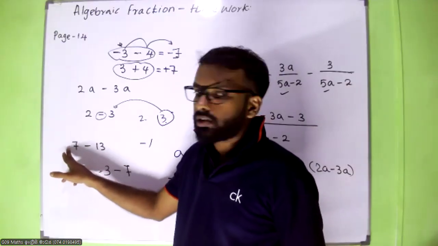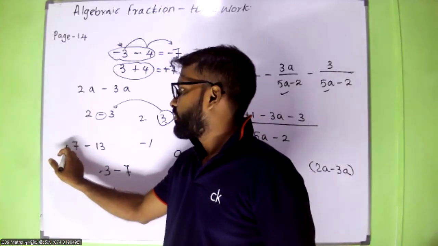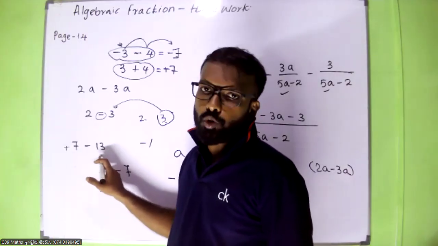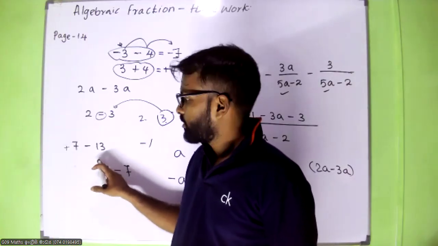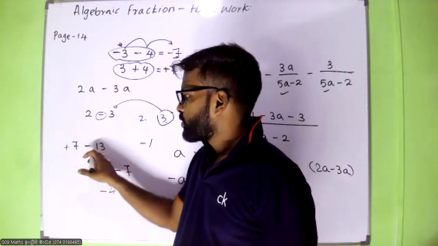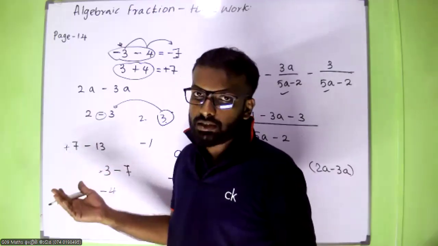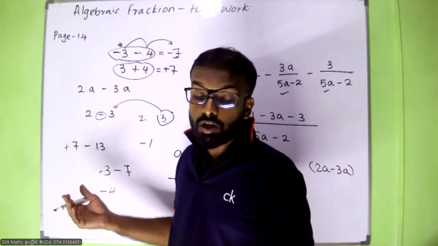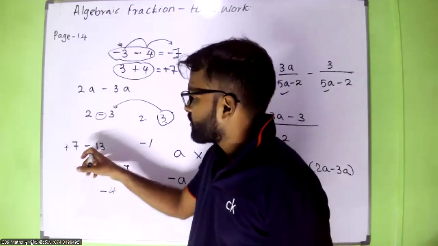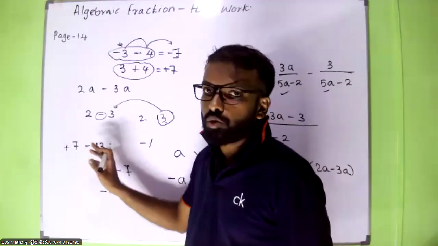7 is a positive number. In front of this 7, you have a positive sign. 13 is a negative number. Positive number, negative number. Two different signs. Now, what do you have to follow? Here you have two different signs.